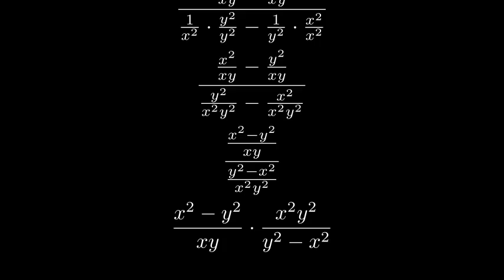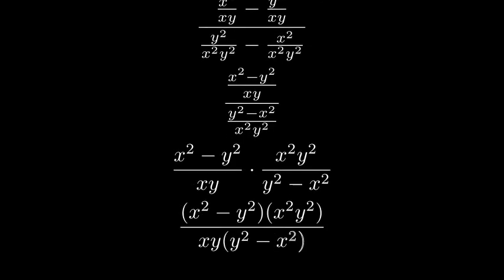To divide fractions, we multiply by the reciprocal. When we multiply these fractions, we get x squared minus y squared times x squared y squared, over xy times y squared minus x squared.